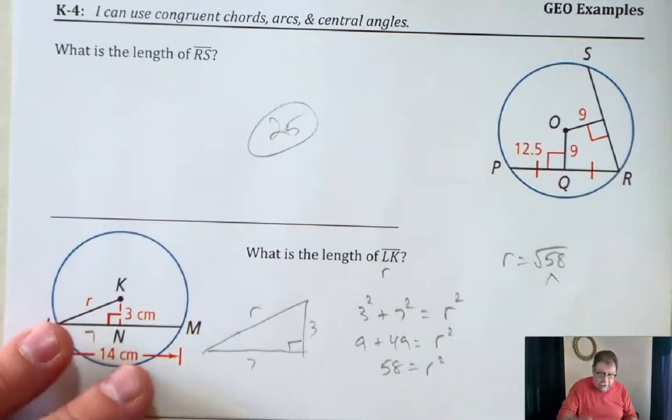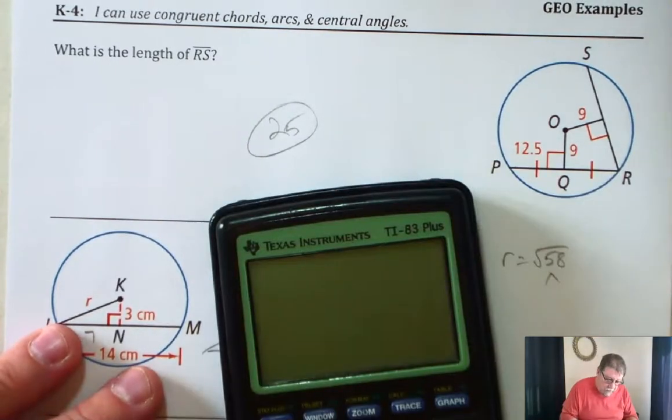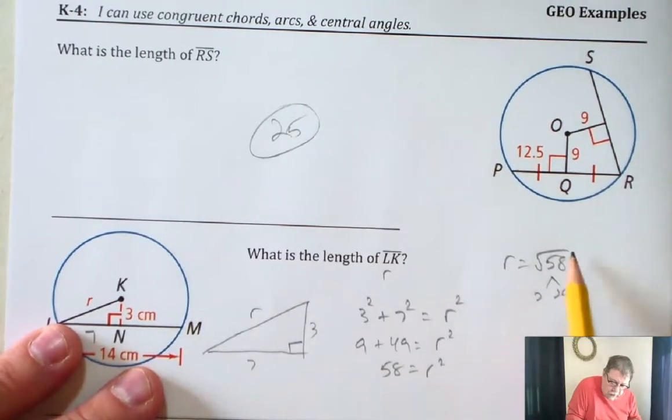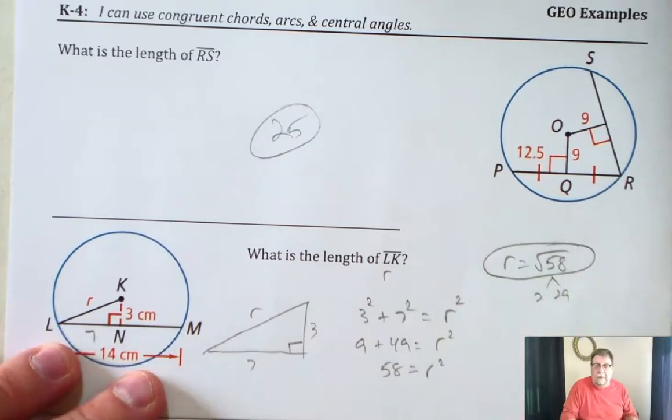58, what does that go into? 2 goes into that. 58 divided by 2 is 29. 29 is prime. It does not reduce at all. So my answer is radical 58.